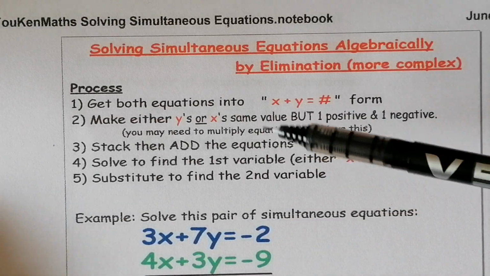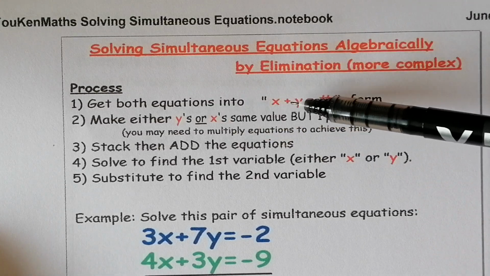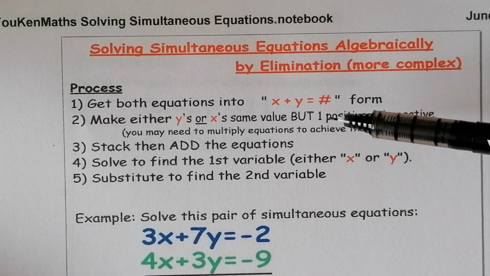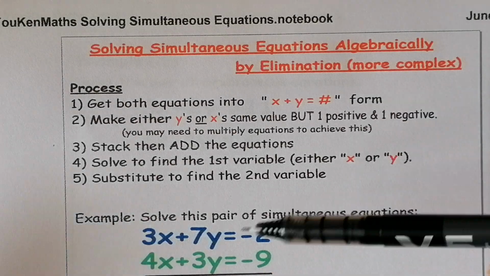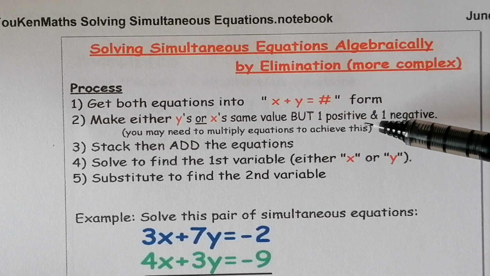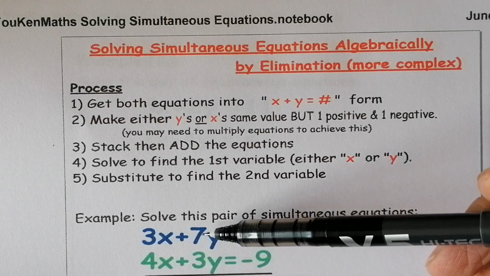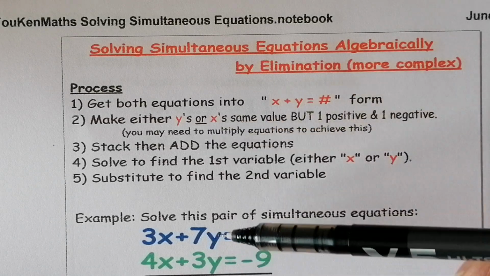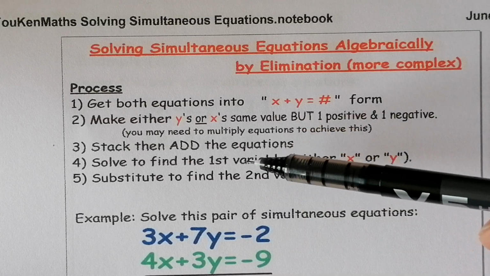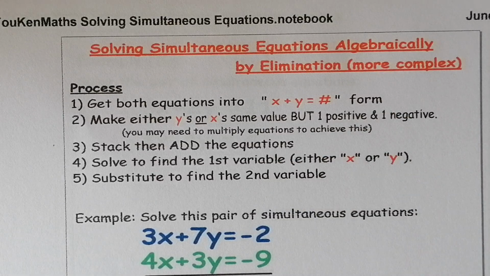Right, so we're going to follow the same process as we did with the simpler ones. We're going to get each of the equations into the x plus y equals a number form. I don't think we need to change that around in this video, but if you get it in a different form, you need to change it to x plus y equals a number. This is a bit we're going to work on today, making sure we've got one positive, one negative, and that the values are the same. We're then just going to stack up the equations and add them together, and we'll find the first variable, x or y, and then we'll find the second variable after that.